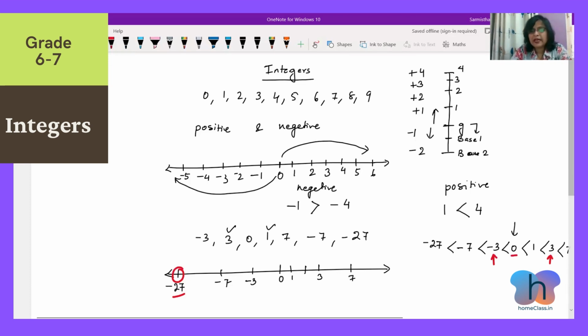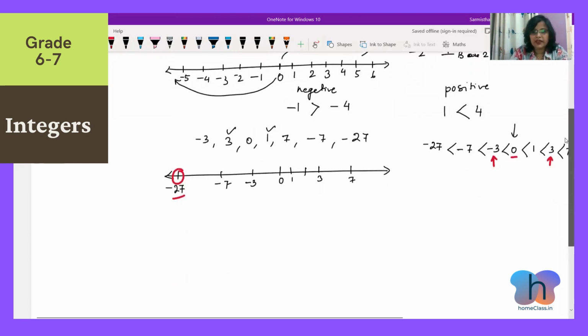So whenever we are comparing numbers in integers, the first thing we need to check is whether it is a negative number or a positive number. If it is a positive number, bigger the digit, bigger the value. If it is a negative number, bigger the digit, smaller the value. And all negative numbers are smaller than 0, and all positive numbers are greater than 0.